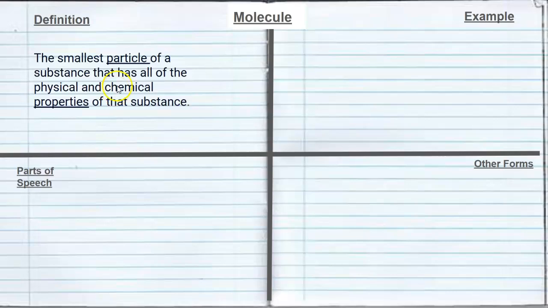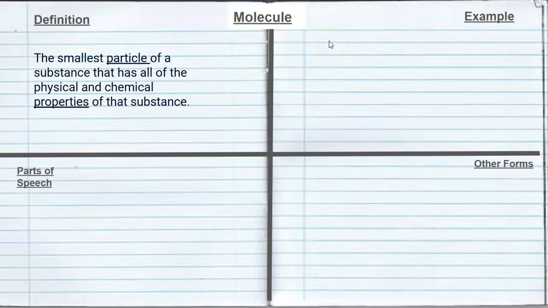The smallest particle, this should sound familiar from 5th grade, of a substance that has all the physical and chemical properties, that should also sound familiar, of that substance. Okay? So this is the definition you should write. Particle is just a piece of something, right? So it's the smallest piece of a substance. What's a substance? Well, you studied substances in 5th grade with physical and chemical properties of water and other things like that, okay?